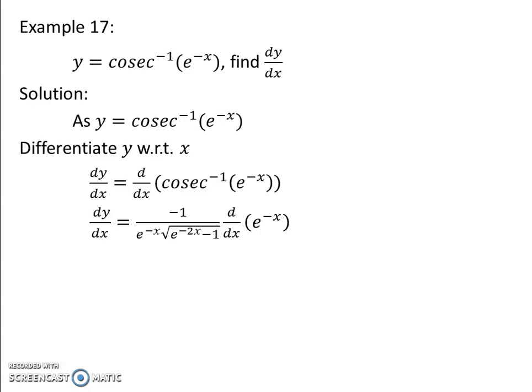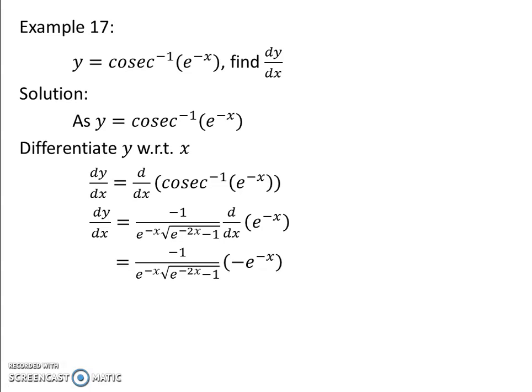So differentiating with respect to x, minus 1 upon x under root x square minus 1, we have to use, just look at the table of cosec inverse x and use the formula. Therefore, it is cosec inverse something, that will be minus 1 upon e raised to minus x into square root of e raised to minus 2x, because x square is e raised to minus 2x, minus 1 into derivative of e raised to minus x, that is equal to minus 1 upon e raised to minus x into square root e raised to minus 2x minus 1 as it is.